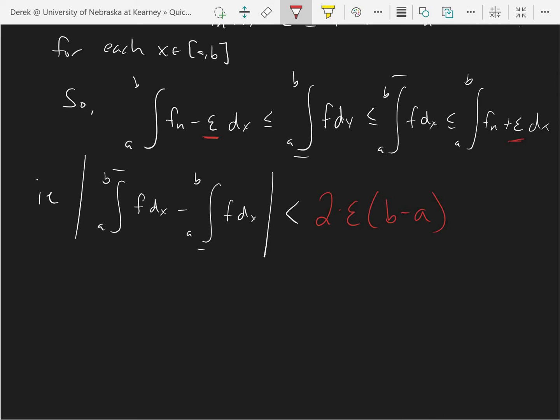Okay. Because we can make epsilon as small as we want, we can make the upper integral and the lower integral as close as we want. This implies that f is integrable, because the upper and the lower integrals we can't tell apart, so they have the same limit.